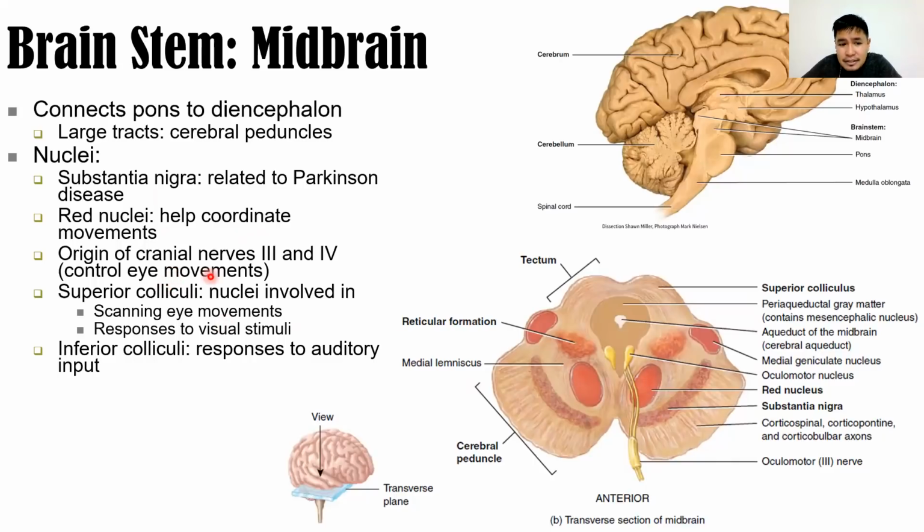The midbrain is also the origin of the cranial nerves, oculomotor and your trochlear nerve, which are nerves that help in the control of the eye movements. And you have your superior colliculi, nuclei involved in scanning eye movements, response to visual stimuli. Inferior colliculi respond to auditory input. So this is your midbrain. Now, reticular formation, we'll discuss in a while. This is your cerebral peduncle. Tectum, superior colliculus.